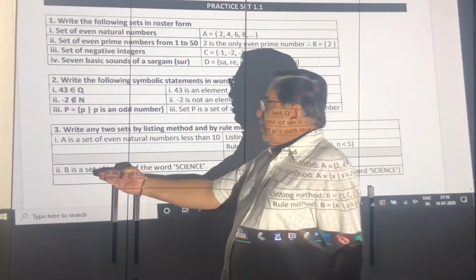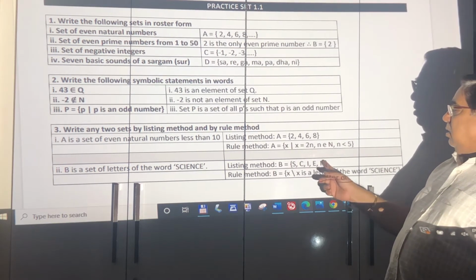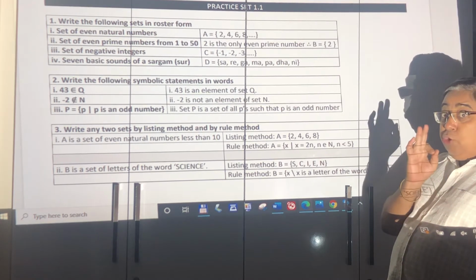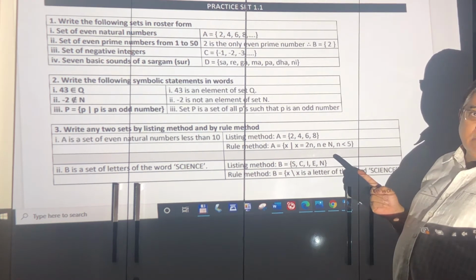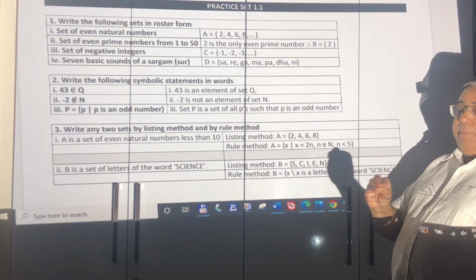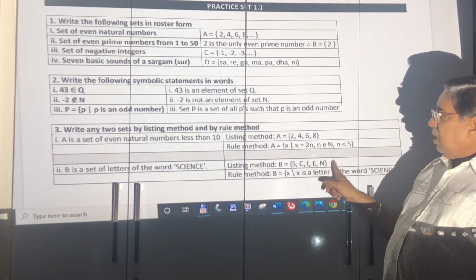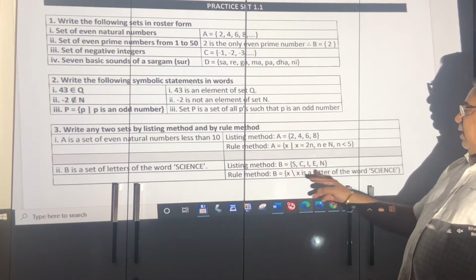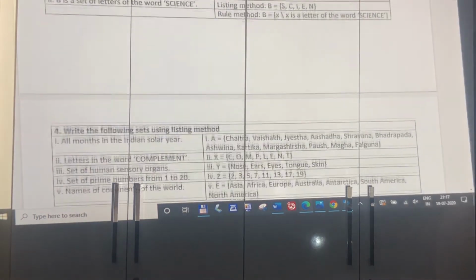Let's see. B is a set of letters of the word science. So B is S, C, I, E, N. My friends, an element is written only once. It may come 10 times, but they are unique members. So again C, again E should not be written. We are not counting how many times. We are counting, for example, how many teachers are there. A teacher teaching more than one subject is not your trouble. Do not write C, E again. Only once an element can be written. Rule method: x such that x is a letter of the word science. See how the two methods are working, my friends. So this is how we have to write.